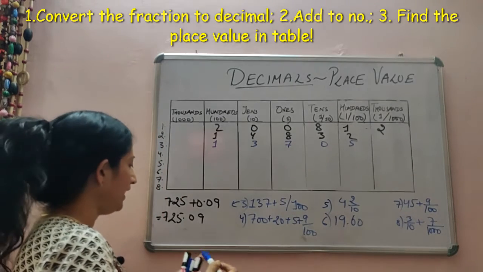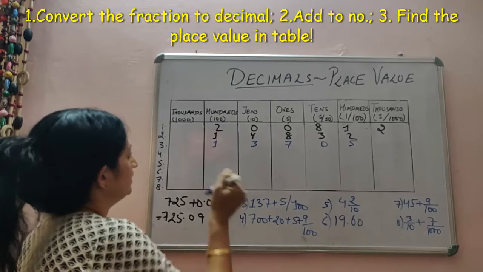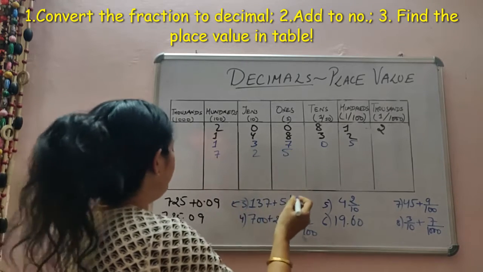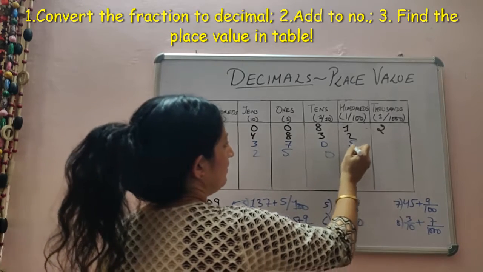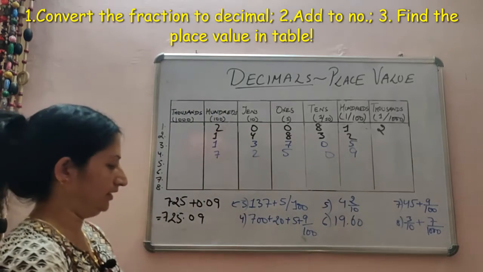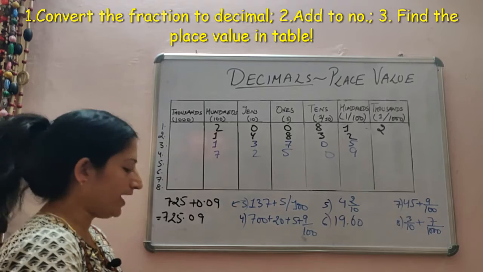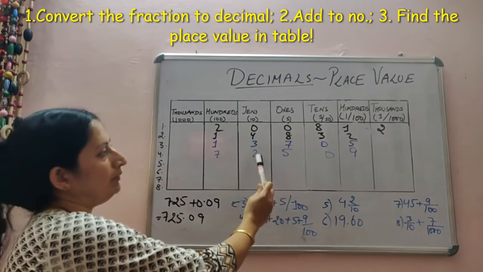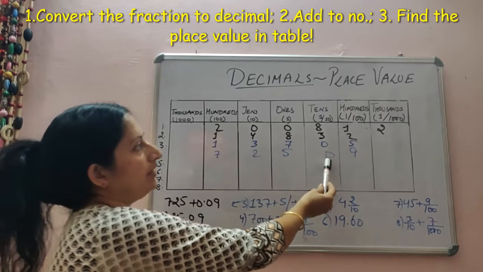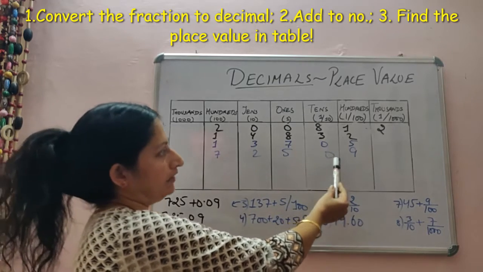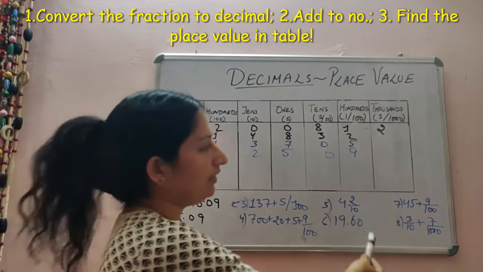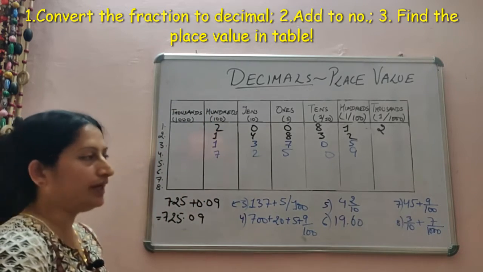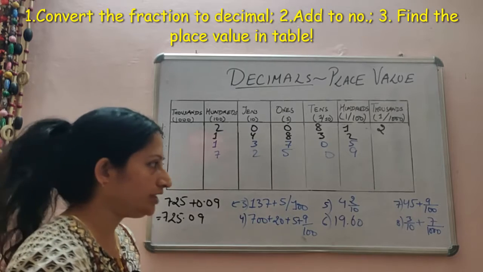We can write it as 725, then the decimal part, that is 0, 9. So here the place value of 7 will be 700, 2 will be 20, 5 is 5, 0 is 0 by 10, 9 is 9 by 100 or 9 hundredths. So I hope you are understanding what ma'am is trying to teach you.